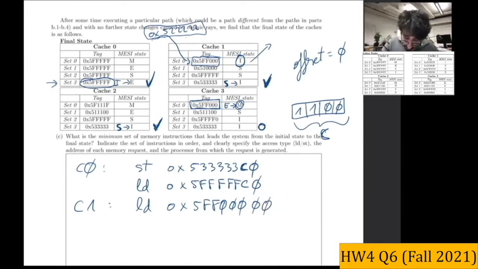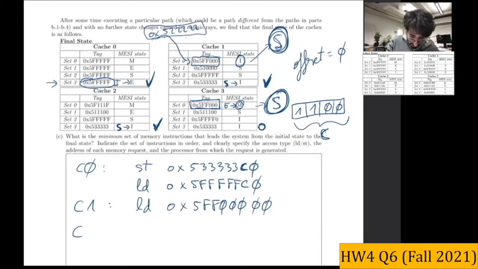So by doing that, we load this cache line in cache 1 in S state, actually, and we put this in S state too, in cache 3. So the final step, we need one more instruction to put this cache line in modified state in cache 3 and invalidate the same line in cache 1.